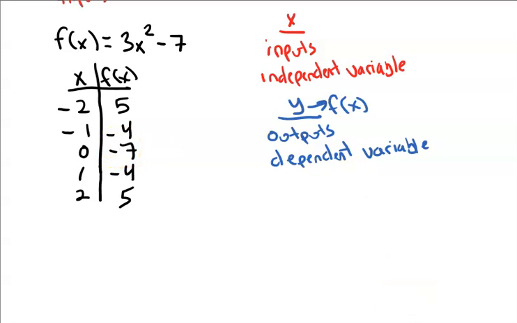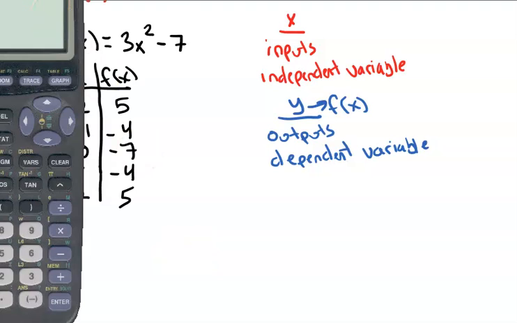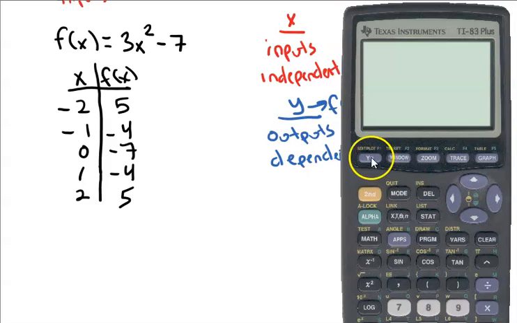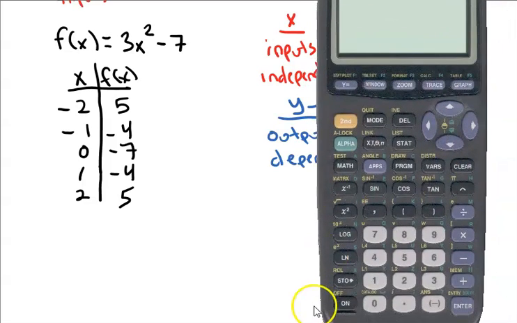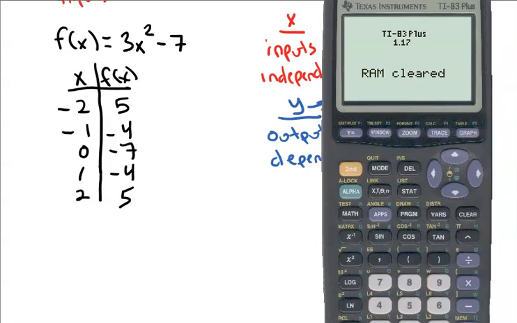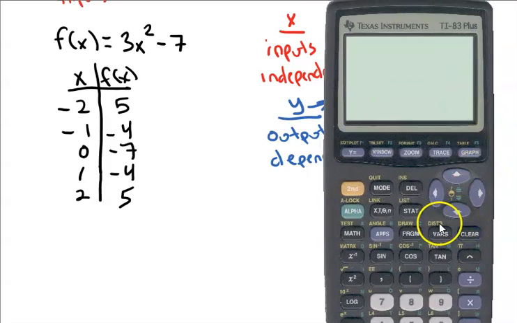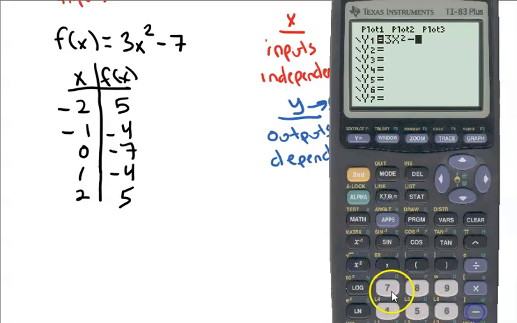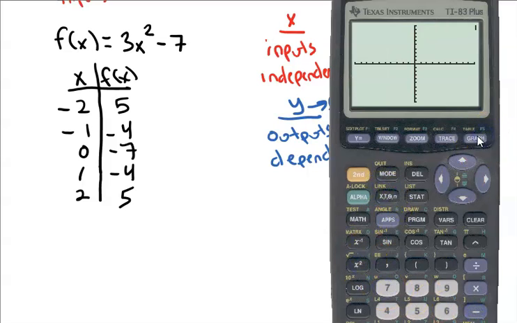Let's look at the calculator. So here's a graphing calculator. I'm going to turn it on. Okay. So I'm going to graph this function. I'm going to go y equals, and plot 3x squared minus 7. I'm going to graph this. And so you can see how it's a solid curve.